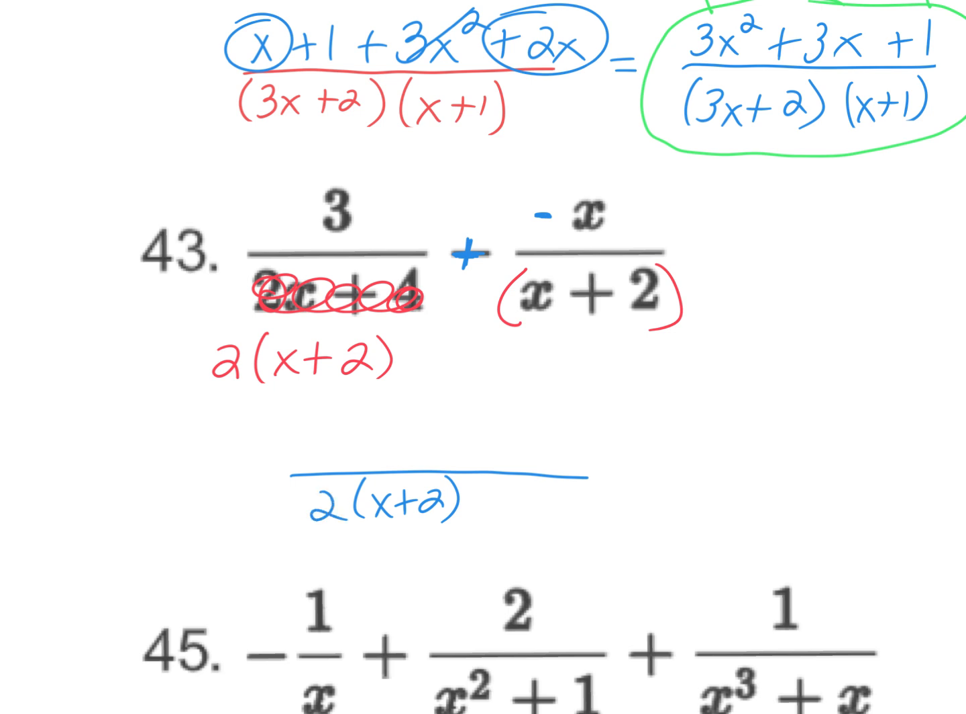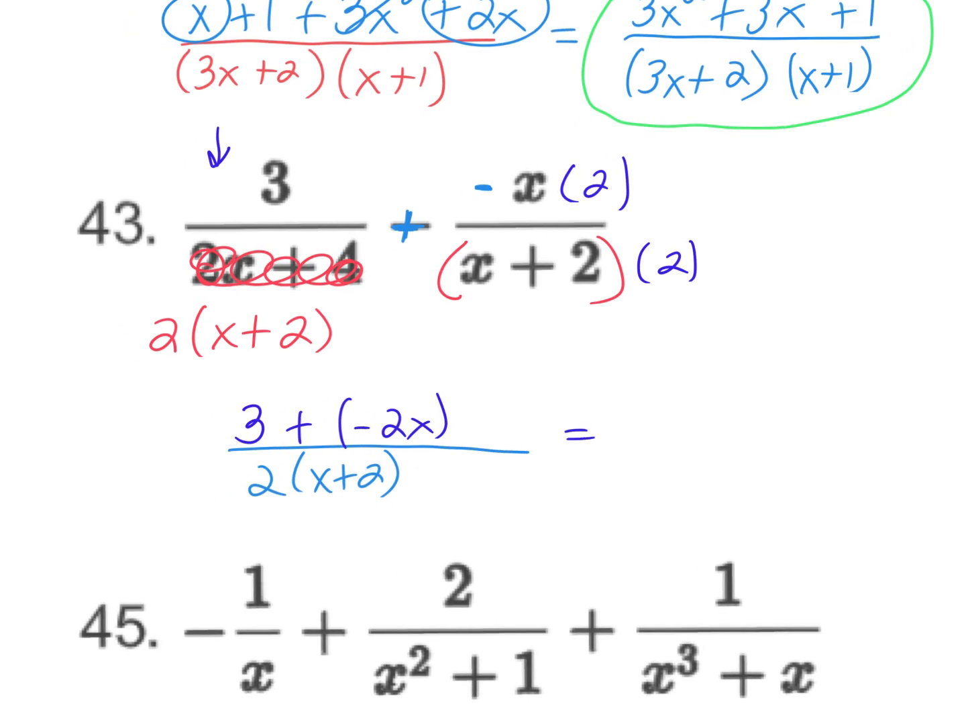Now we look and we say, okay, my first fraction has both of the 2 and the x plus 2. So do I do anything to that one? No, just a 3. Then I have plus. My second fraction has the x plus 2. What is it missing? The 2, which you multiply on the bottom, you multiply to the top. So this becomes a negative 2x.